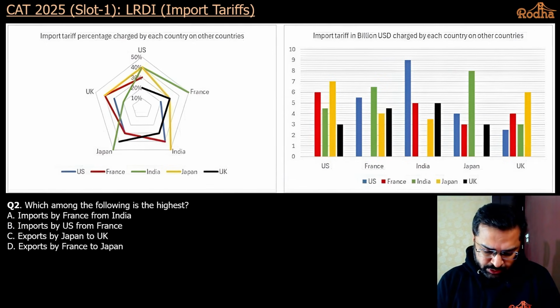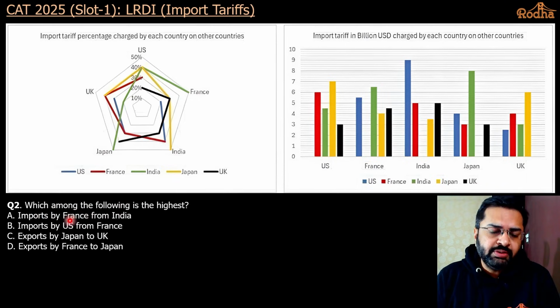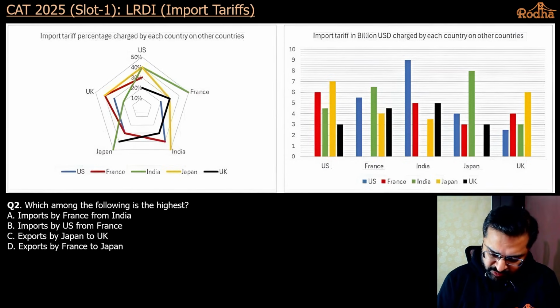And this is question 2 for you. Which among the following is the highest? Imports by France from India. So France is the importer here, India is the exporter. What should we look at in the chart? We're talking in terms of importers here, as I already explained, right? So importer France, this is France. What would you look at? India's bar. This is green. So France, green. This is the level. So where is it? Between 6 and 7. This looks like 6.5. So I'll write 6.5 here.